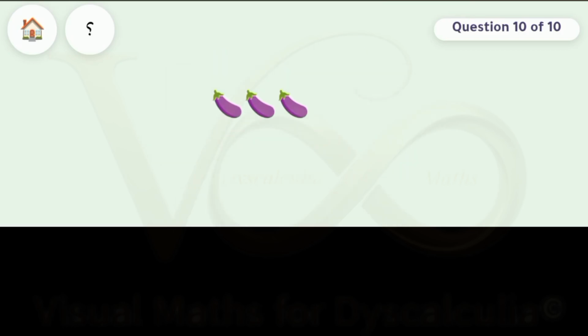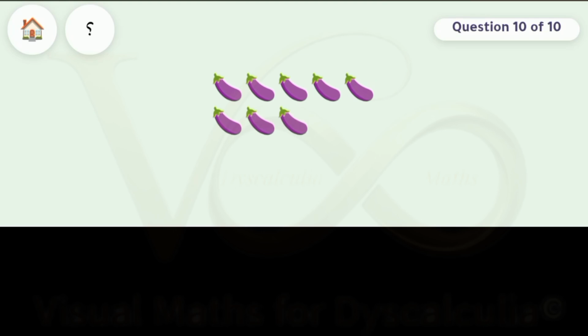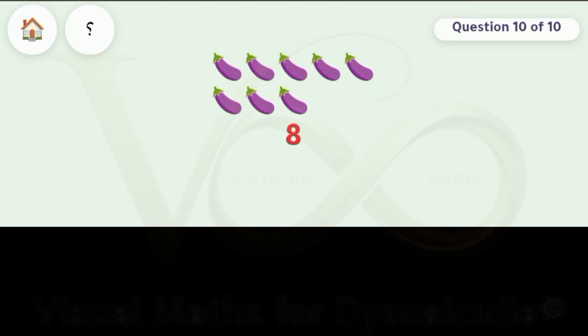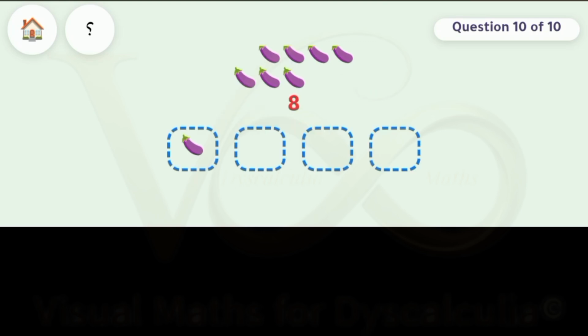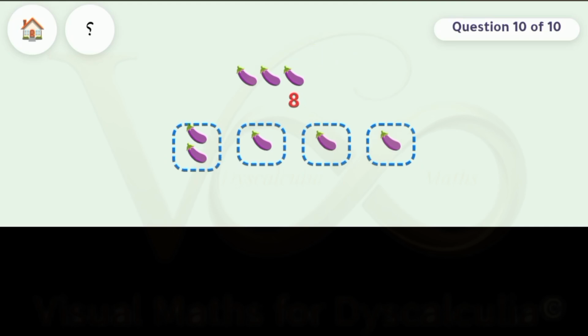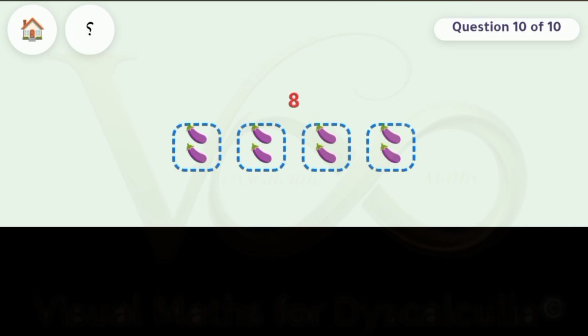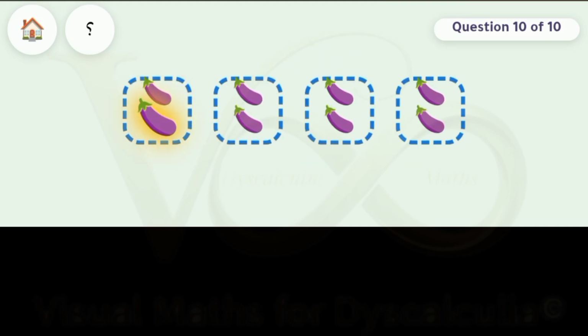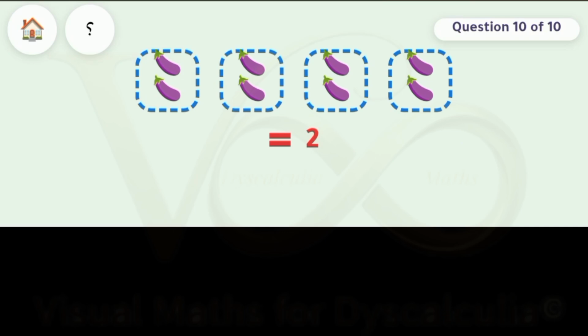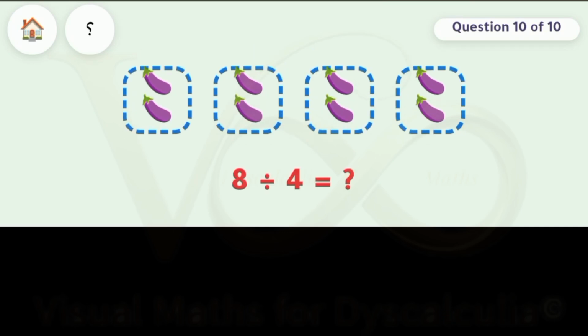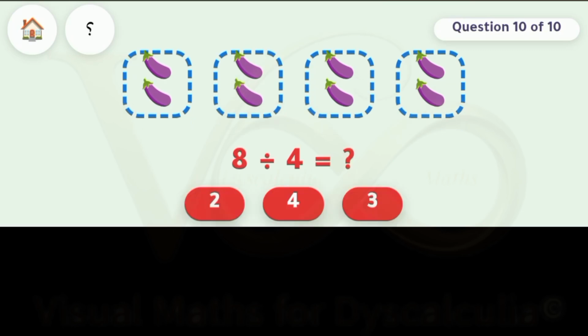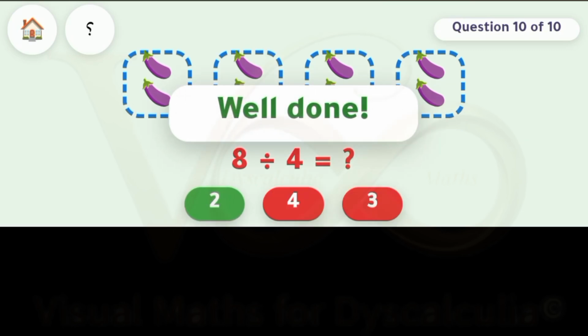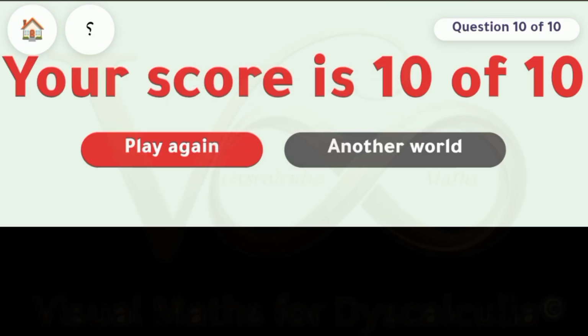1, 2, 3, 4, 5, 6, 7, 8. We share it into 4 groups. 1, 2. Each group has 2. What is 8 divided by 4? Well done. Your score is 10 of 10.